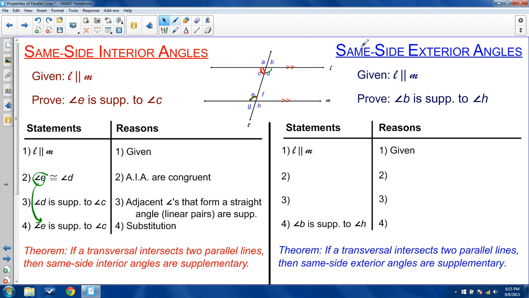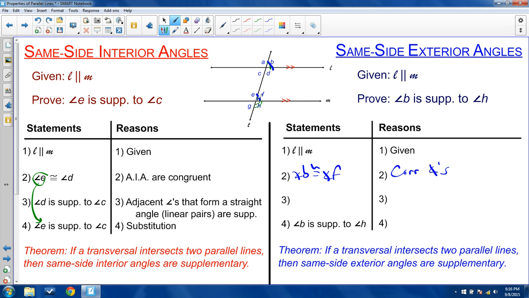And lastly, we're going to do same side exterior angles. So given this, let's prove that angle B is supplementary to angle H. So same side, exterior, adding to 180. L is parallel to M, given. Let's go ahead and do corresponding angles. Let's say angle B is congruent to angle F. Corresponding angles. So B and F are congruent.